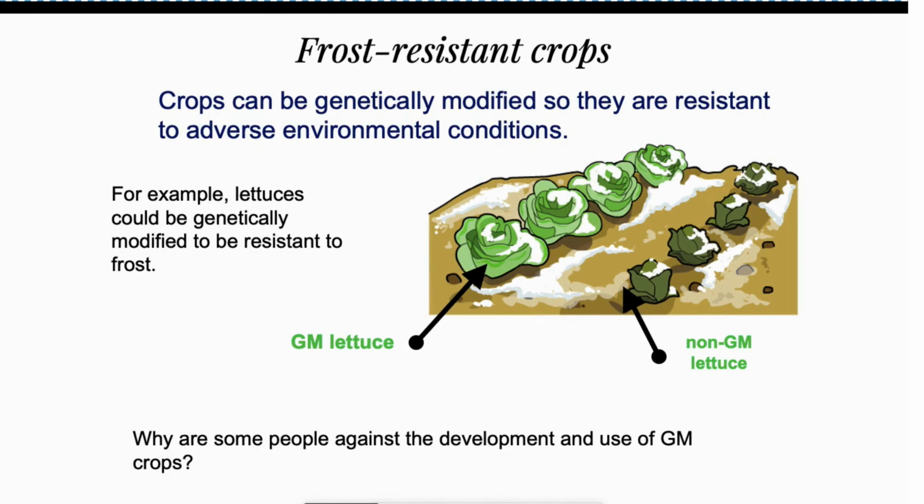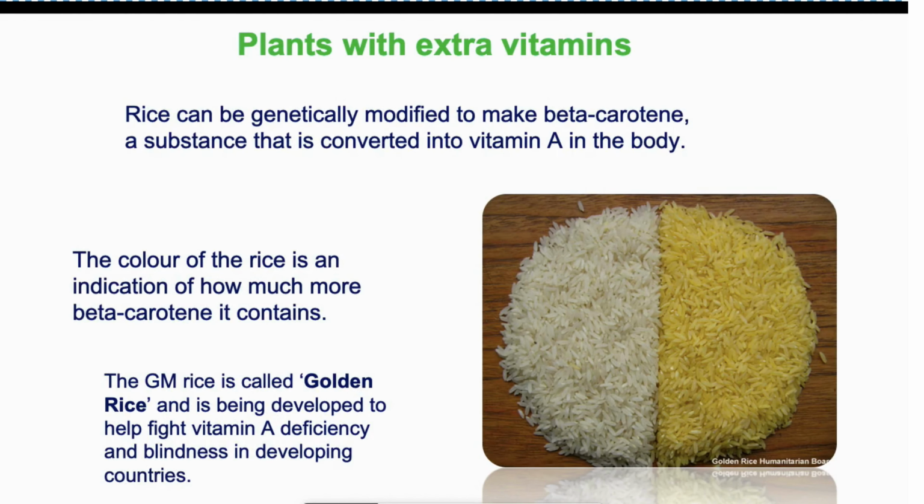Like frost-resistant crops, crops can be genetically modified so they are resistant to adverse environmental conditions. For example, lettuces could be genetically modified to be resistant to frost. So GM lettuce and non-GM lettuce, you see the differences. Why are some people against the development and use of GM crops? What do you think about that? Plants with extra vitamins, so golden rice, as was said, has a higher nutritional value. The golden rice is being developed to help fight vitamin A deficiency and blindness in developing countries.